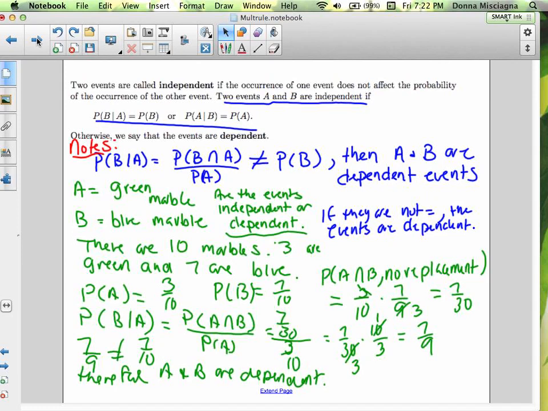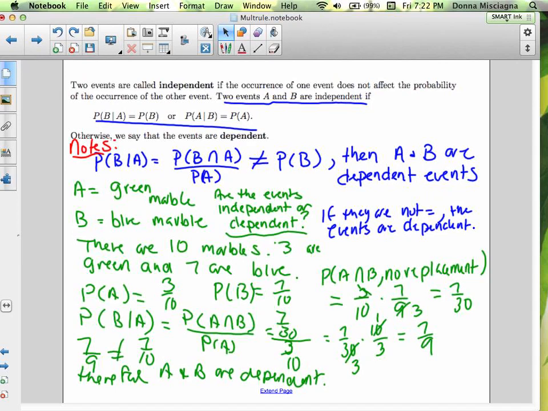So A here is green marble, B is blue marble. Are the events independent or dependent? Maybe we're not sure. All right, so there are 10 marbles, 3 are green and 7 are blue, and this is no replacement. So we want the probability of A and B.